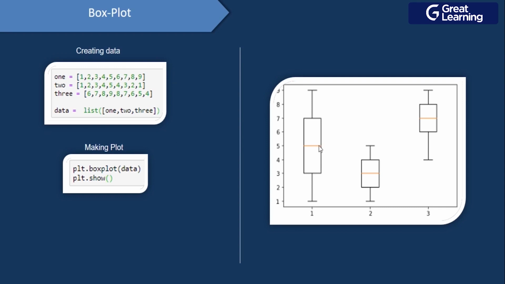This box tells us that the median value of the numbers which are present in this list is 5. The maximum value is 9. The minimum value is 1. Similarly, if we look at this particular box, this box refers to this particular list. And this box tells us that the median value will be 3, the maximum value will be 5, and the minimum value will be 1. Then if we have a look at this particular box, this would tell us that the median value will be 7 for this list. The minimum value will be 4. The maximum value will be 9.